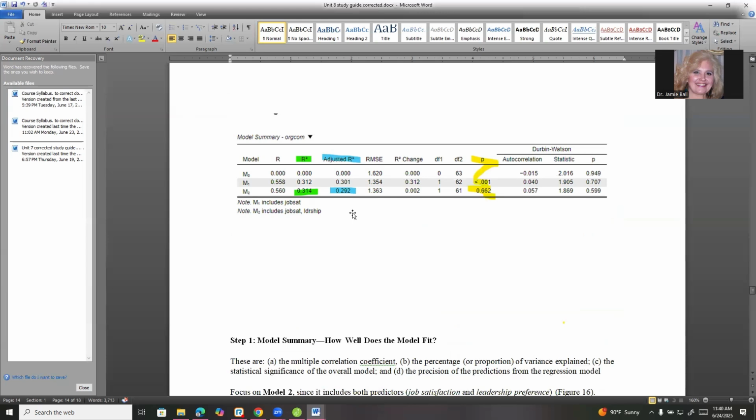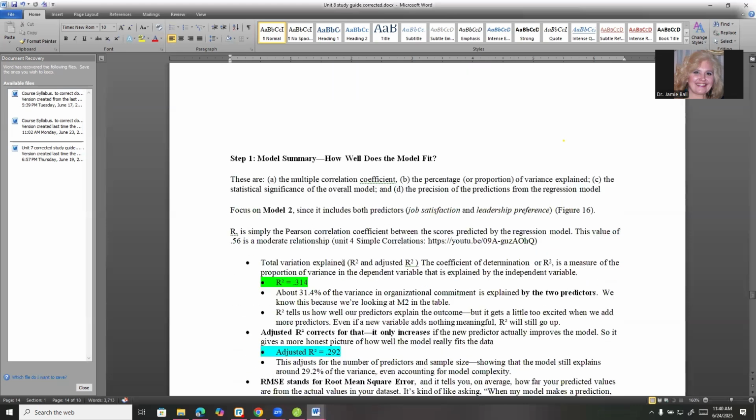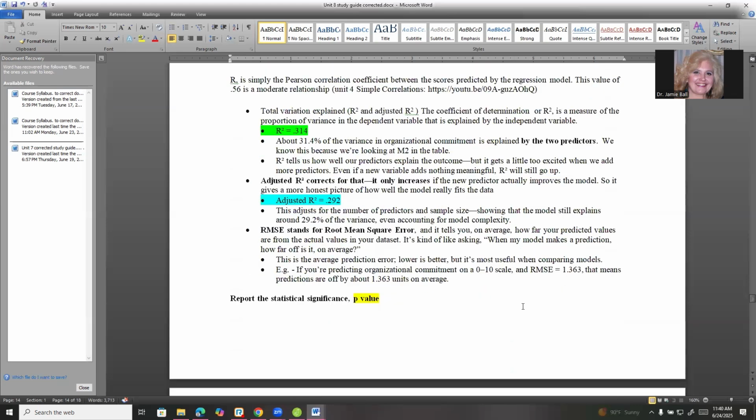Okay, this helps with bias. Nothing meaningful was added. So if we looked at R squared all by itself, it looks like, well, it added like 0.1%. But when we adjust for these problems, it actually took away from the model. So leadership preference doesn't really explain organizational commitment.